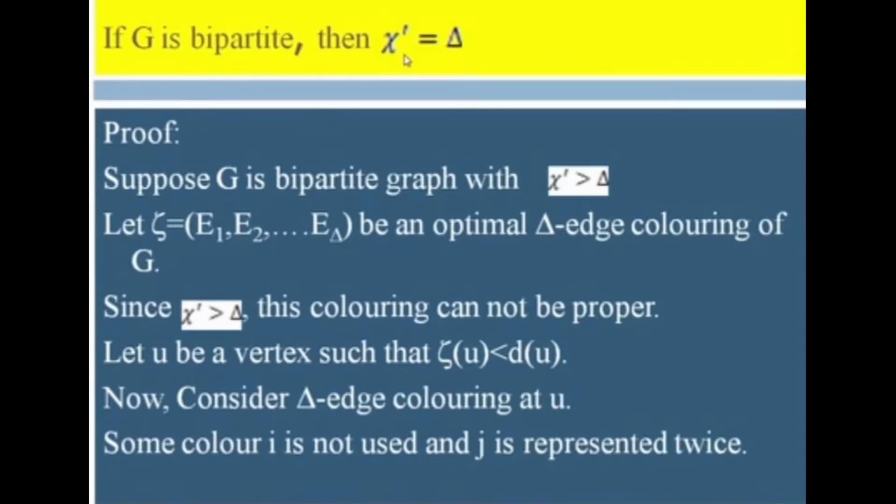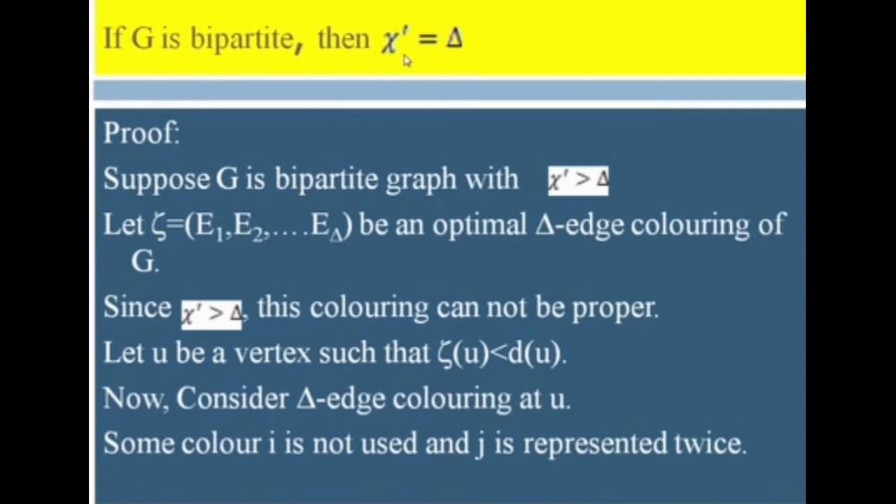Next, the statement of the theorem: if G is bipartite, then the chromatic index chi dash is equal to the maximum degree of the graph, del. It is enough to prove that chi dash is greater than or equal to del. In bipartite, we have to prove that chi dash is equal to del.